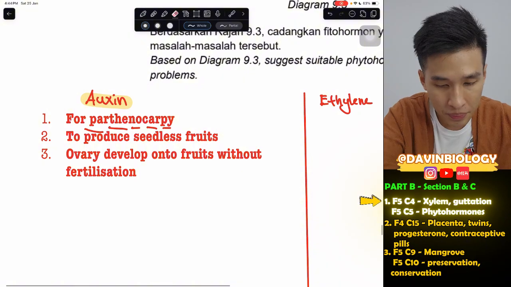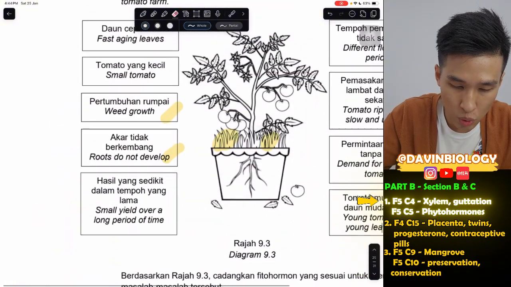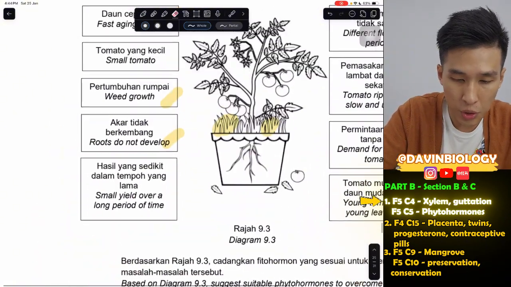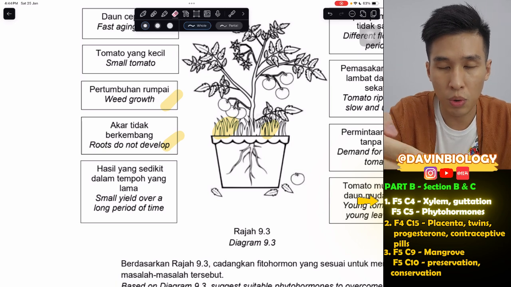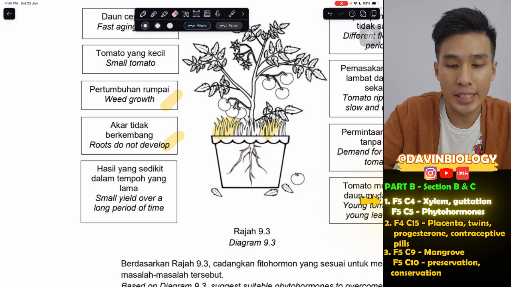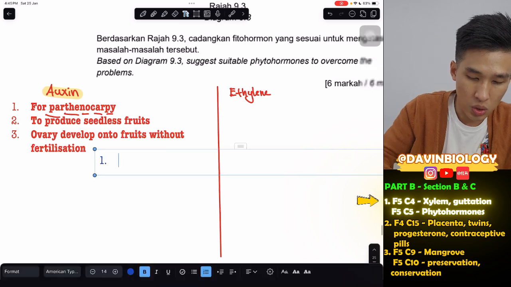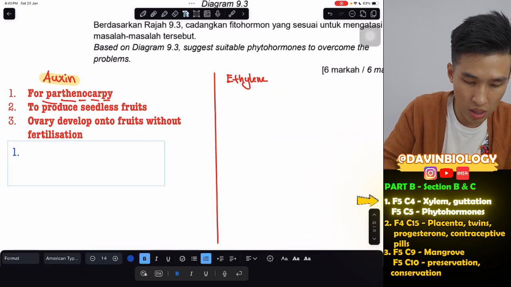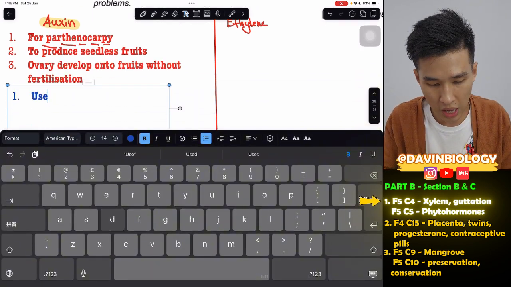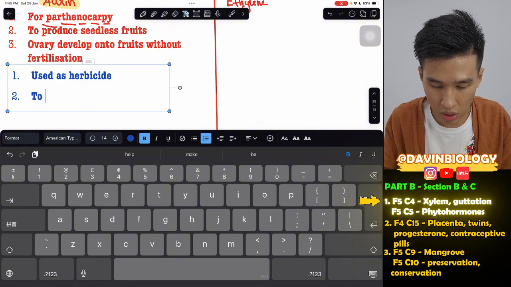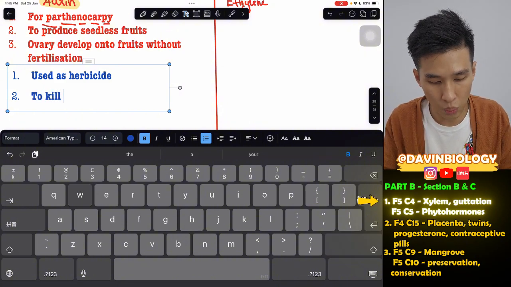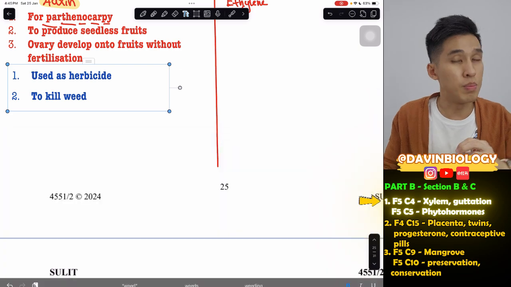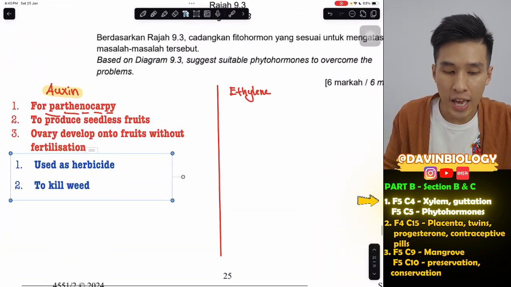So that is what you can say. And what else you can say is also this one, weed growth. Auxin we can also use as what we call herbicide, weed killer, to kill the weeds. So we also can say auxin also can be used as herbicide to kill weeds. Okay, weeds means just overgrown grass.